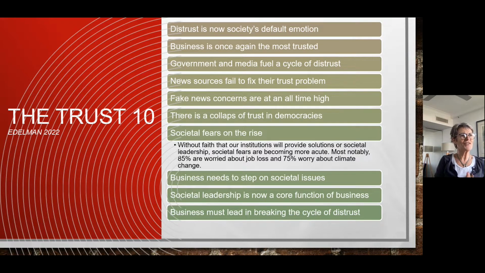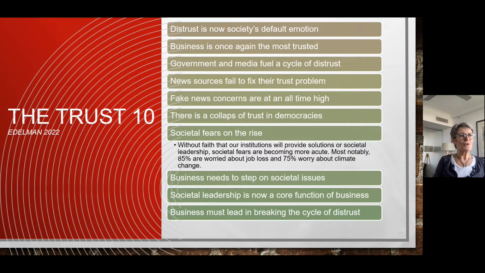Okay. So this is all part of that Edelman Trust Indicator, and these are the Trust 10, where we're actually finding some of those trust issues. Please have a look at it. It's quite interesting to see fake news comes into it. You'll see in number one, distrust is now society's default emotion. So we distrust a lot. Straight away, my mind goes to, this could be based on that whole idea of fake news and some of the news sources problems, things like this.